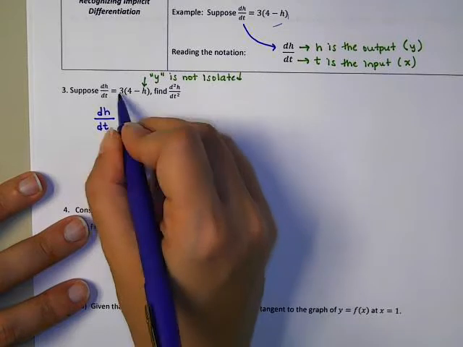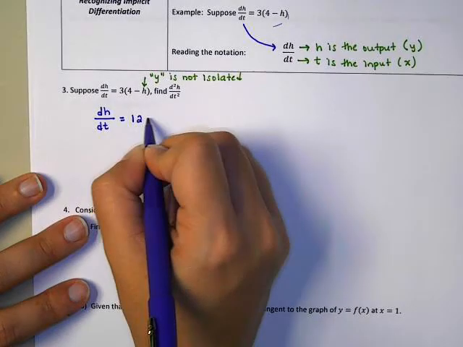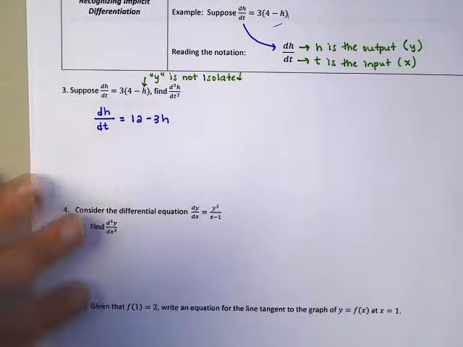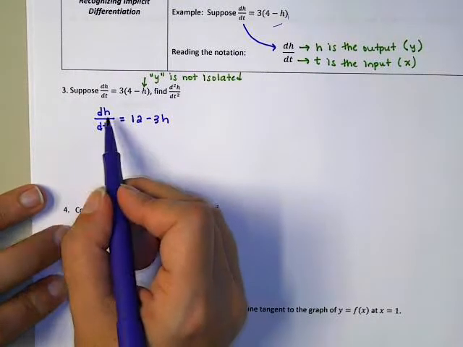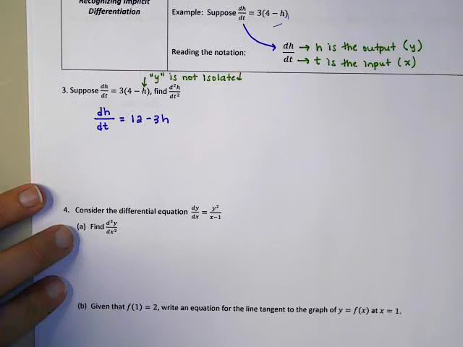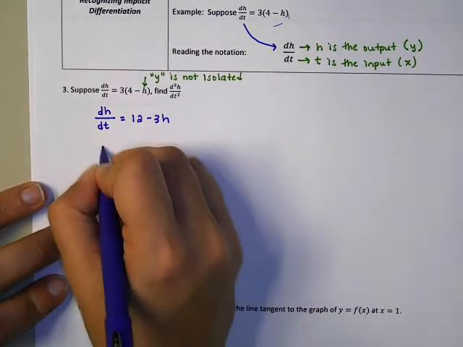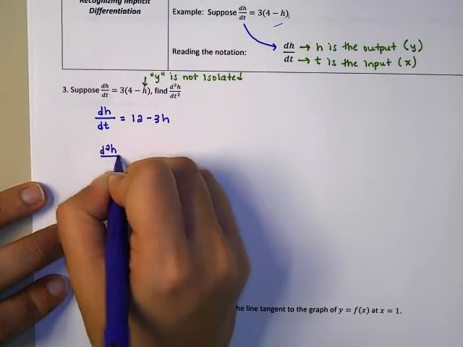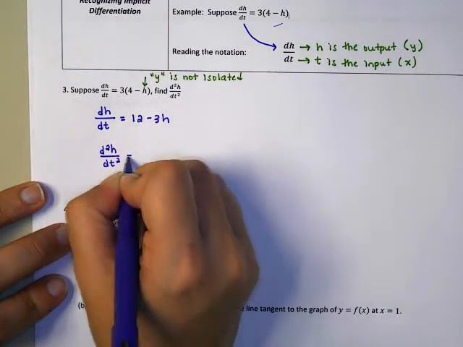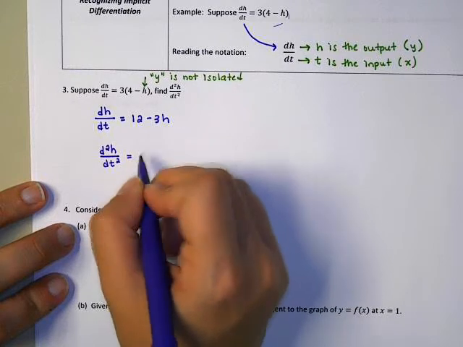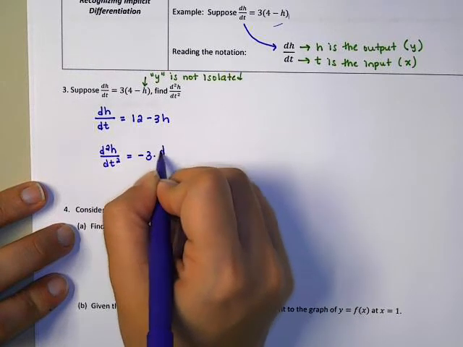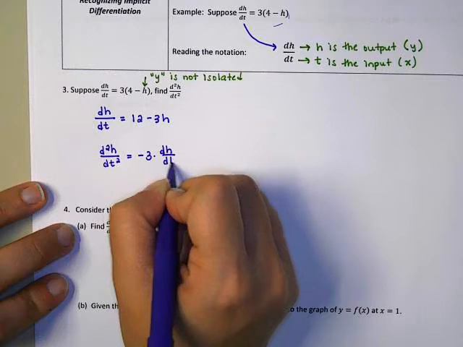For me, this is going to be a lot simpler if I distribute that 3 and I make it 12 minus 3h. Now you'll notice that this is still just dh over dt. I haven't changed to the second derivative yet, I've just rearranged the first one. So my second derivative then would be the derivative of 12 is 0. The derivative of negative 3h would be negative 3 times dh over dt.